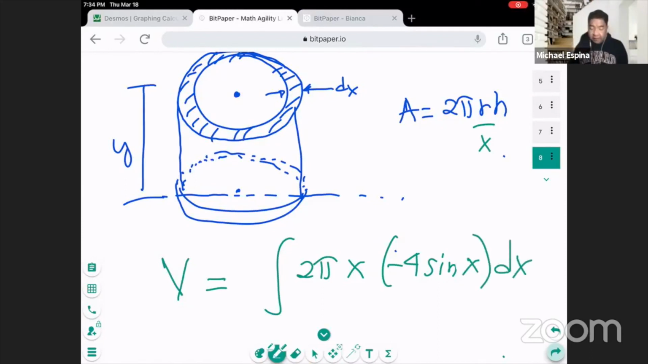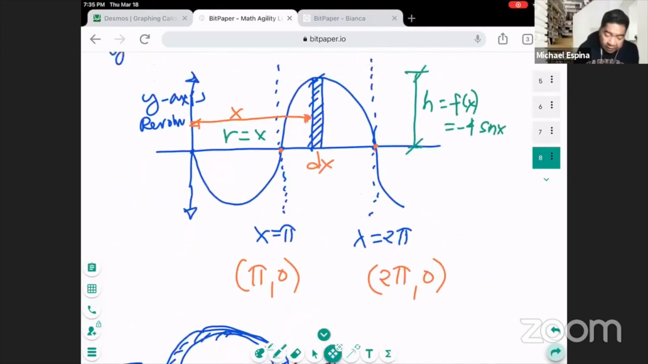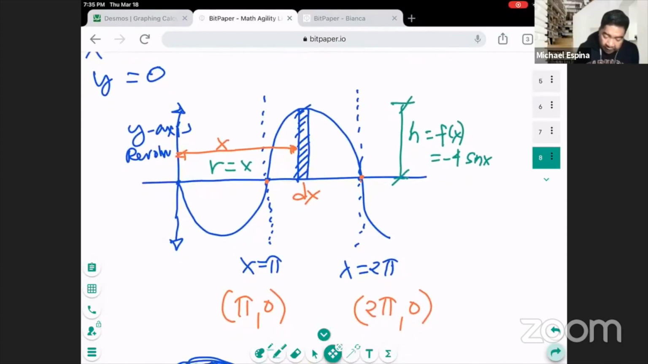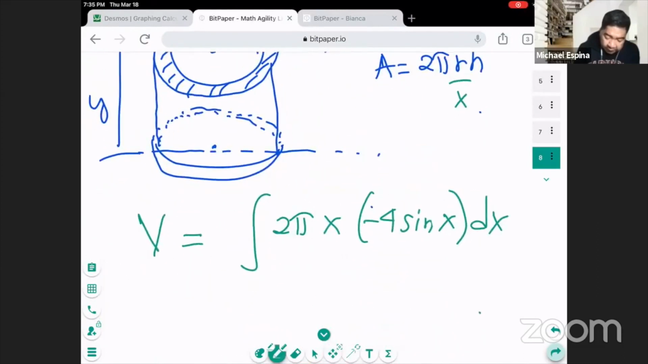So what would be our limit? Since it's in terms of x, that's actually our two lines bound from pi to 2 pi, okay? So this is pi to 2 pi. We can use a table of integrals in solving this, or we can use integration by parts. So let's try to use integration by parts, but let's first rearrange the integrand.